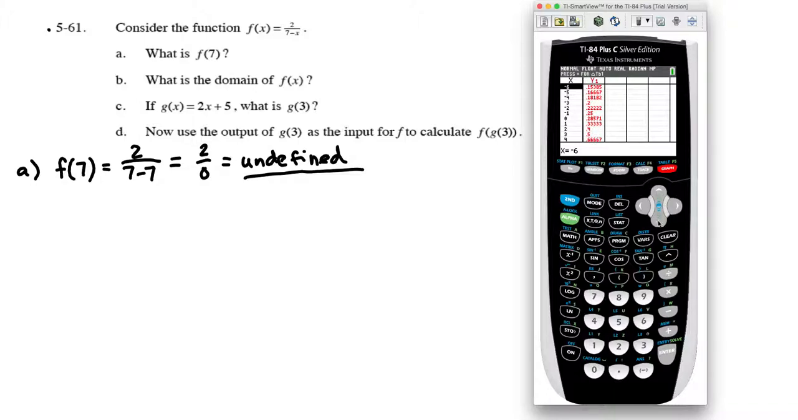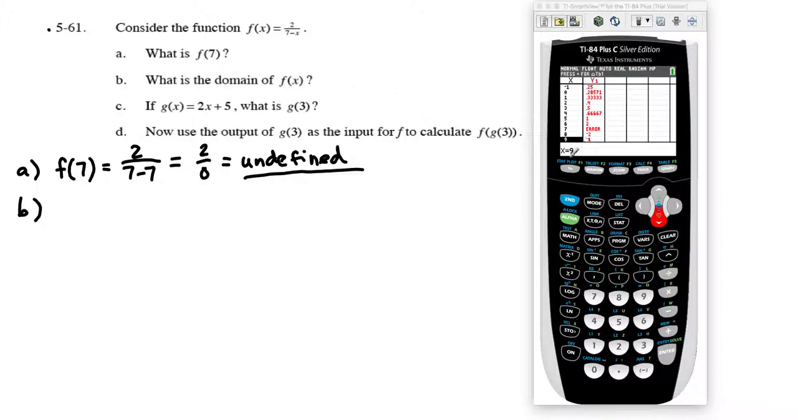But then when we get all the way down here, let me get to 7, notice that we have an error there. And that's the effect of subtracting 7 from 7 in the denominator and ending up with 0. So that is the only number that we cannot have as our x value or as our input. And that kind of leads us right into part B, which says, what is the domain of f of x?